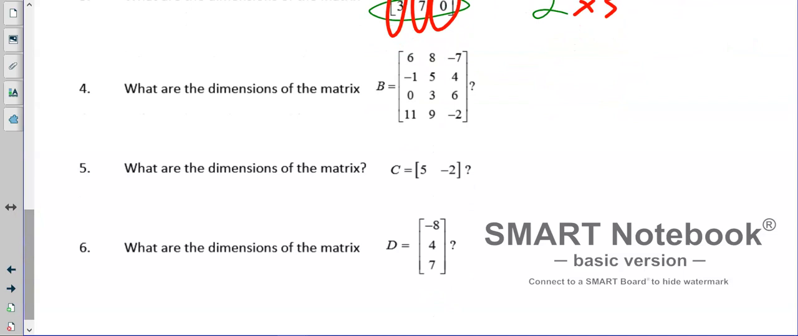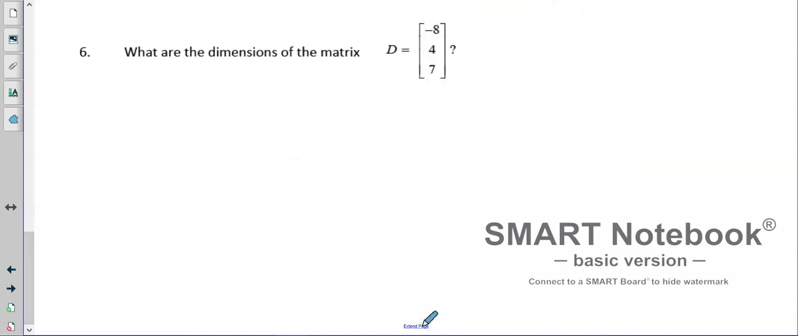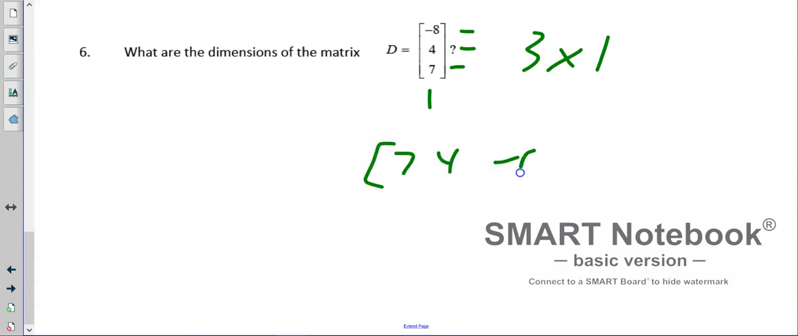Okay? Number 4. How many rows? 1, 2, 3, 4. How many columns? 1, 2, 3. That's simple. Number 5. Kind of tricky in a way. How many rows? 1. How many columns? 2. Whereas this one, kind of the flip of that one, how many rows? 1, 2, 3. How many columns? Just 1. But again, you got to be careful because calling that a 1 by 3 would be wrong. A 1 by 3 would be if you knocked this over and had something like this, 7, 4, negative 8. That's a 1 by 3.